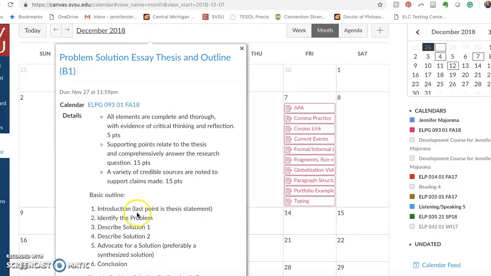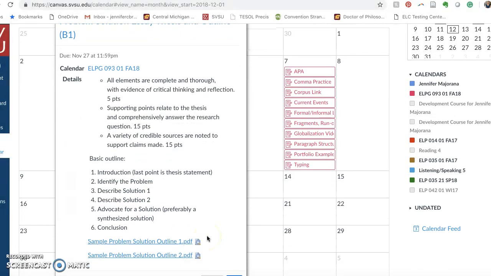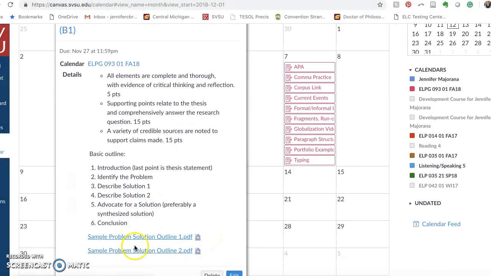So here's your basic outline. You've got your introductory paragraph, and the last point of your outline there is your thesis statement. Then you're going to identify the problem, describe the first solution, describe the second solution, and then remember that you need to pick one of these solutions or a separate solution, preferably synthesized, as the solution you believe is best for this problem. And then you'll have a conclusion. Each of these will probably be more than one paragraph because remember that your paper is supposed to be 6 to 8 pages.